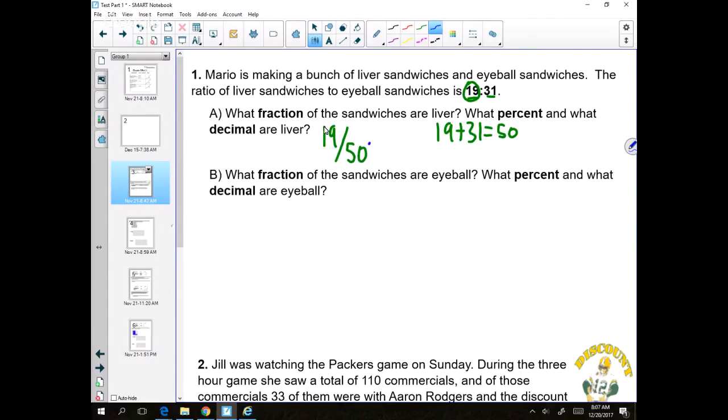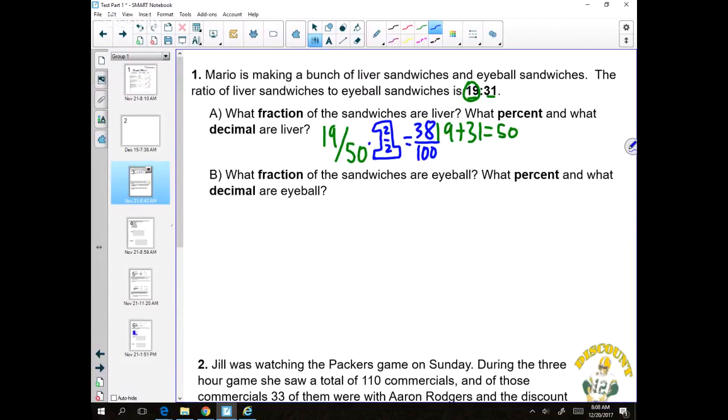So I'm going to multiply it by the giant 1, okay? And I want the bottom, the denominator, to be out of 100. Most of you probably know, well, 50 times 2 is 100. So that's what I'm going to do. 19 times 2 is 38.